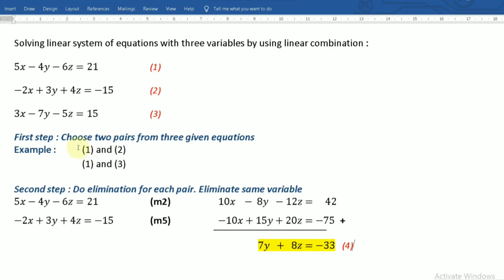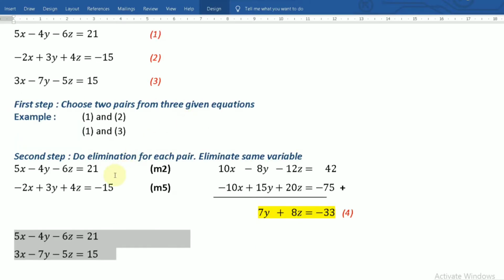Now, since we have finished with the first pair, let's go to the second pair. Since I want to eliminate with the first and the third equations, let's rewrite the first and the third equation here. But keep in mind, since I have already decided to eliminate x for the first pair, I also have to eliminate x for the second pair. So it's not optional now. We have to choose eliminating x.